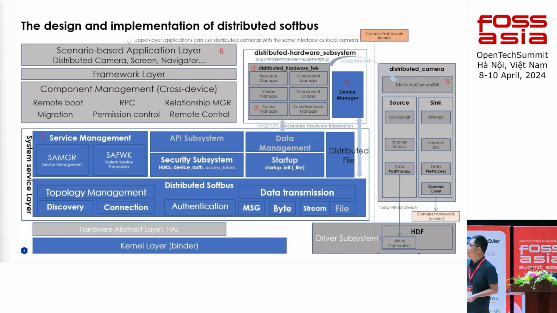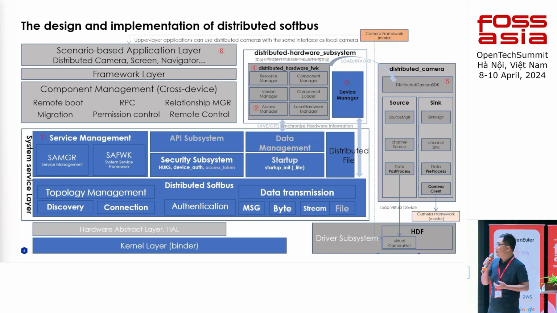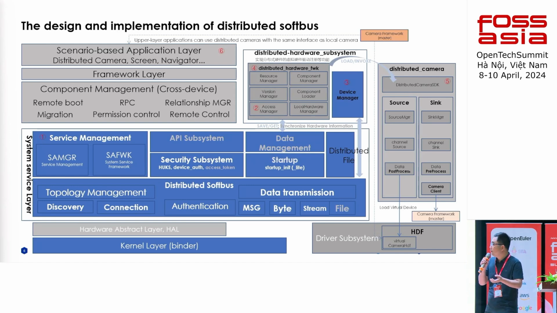In the upper layer, we provide some higher level functions. At the right, I give an example about the distributed camera. Outside, at the openEuler exhibition area, I give another example, the distributed calculator. If you are interested, you can experience it by yourself.